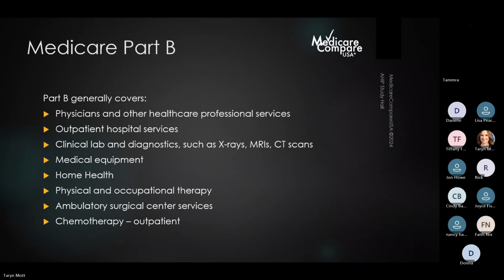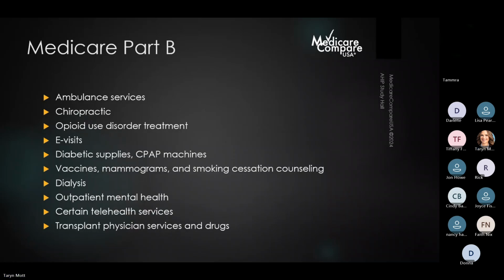20%. For DME, durable medical equipment, and chemotherapy, or a lot of the Part B infused drugs, if you have Medicare Advantage, it generally doesn't have an all-inclusive copay. It would be 20% coinsurance.